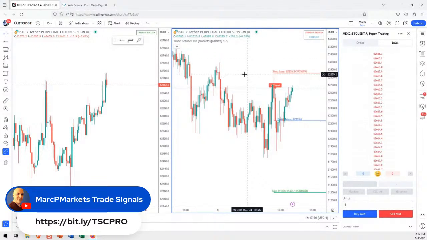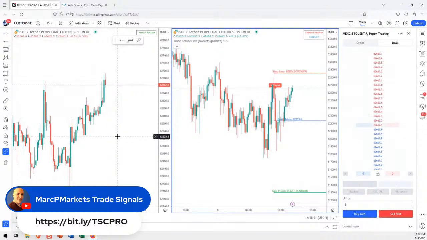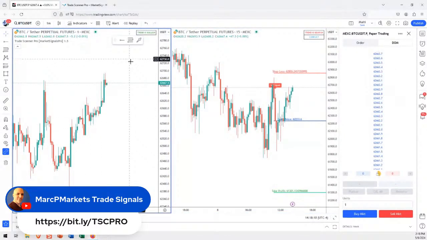Now, why do I have 2 charts up here? So here's the thing. In those streams, I'm always going counter. Well, what I want to show you here is how to stack the probabilities in your favor using the TradeScanner Pro. Okay, and we're going to do that by using 2 time frames.